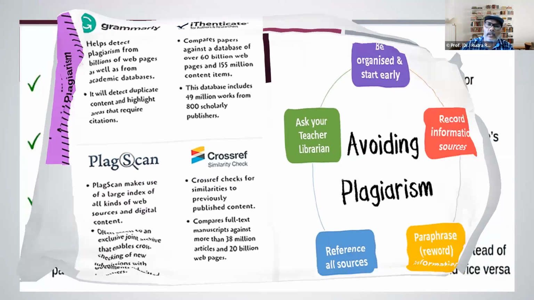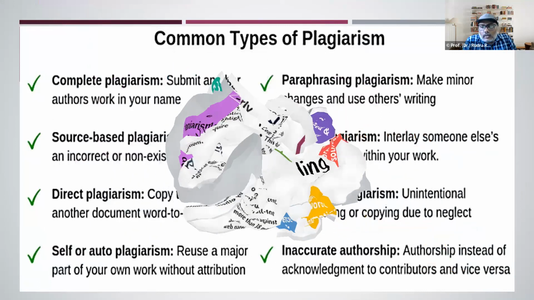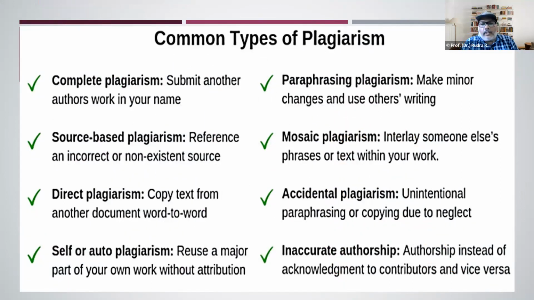It is really important to understand the common types of plagiarism, because so far we have talked about different types of plagiarism. Complete plagiarism: submitting another author's work in your name. It is complete plagiarism. Source-based plagiarism: the reference is incorrect or the source is non-existent. Suppose some reviewer or editor is checking and likes your research paper, but your citations and references are not properly marked, and your sources are not given from where they came, or you have given them randomly, or fabricated them yourself.